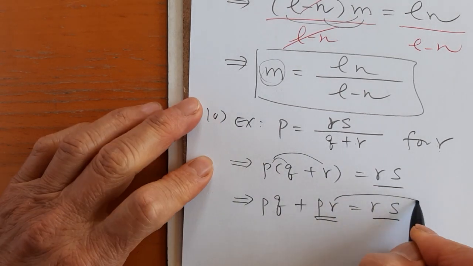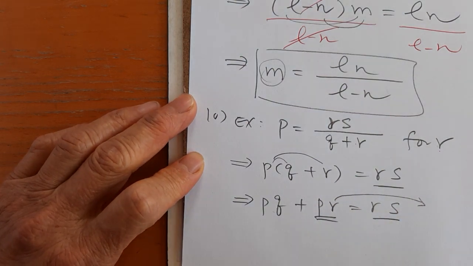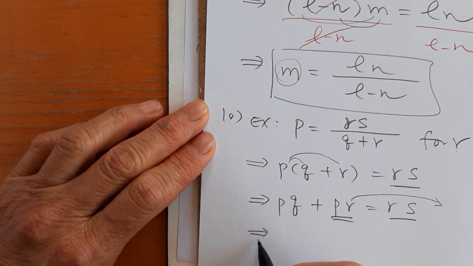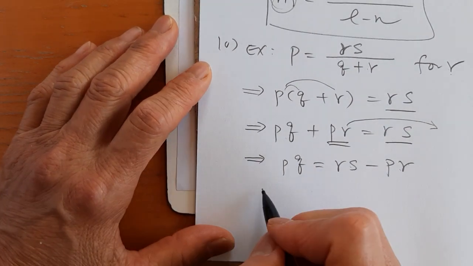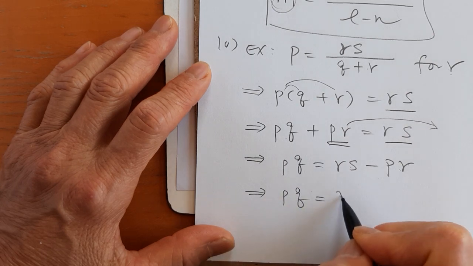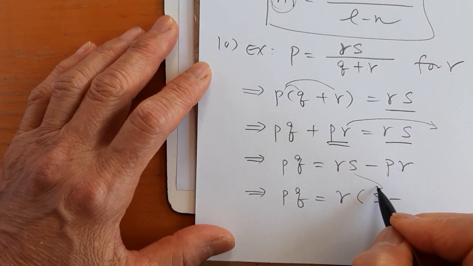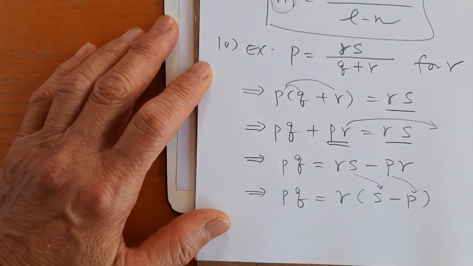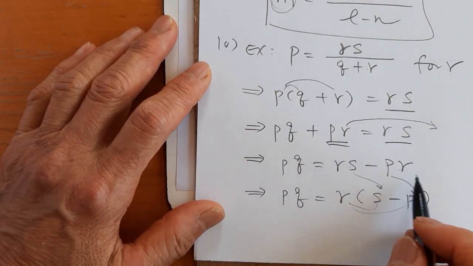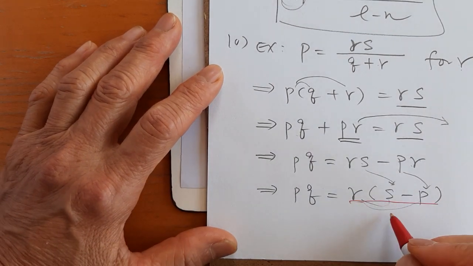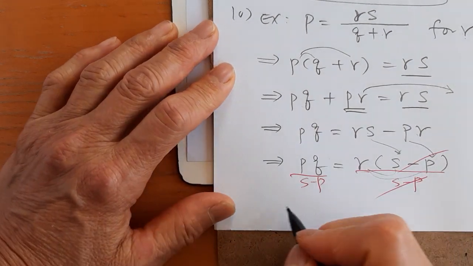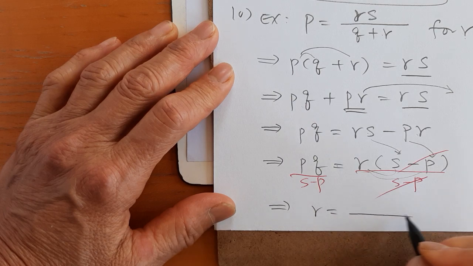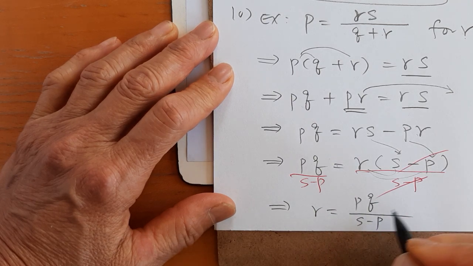So we subtract pr from both sides. Or just move over, change the sign. So get pq = rs - pr. The two terms have r. Common factor, you can factor out. So you get pq = r(s - p). Factor out, you can check it, rs minus rp. Then solve for r, so divide by s - p on both sides. s - p cancels. So you get r equals pq over s - p.